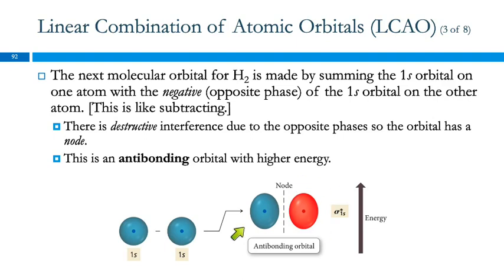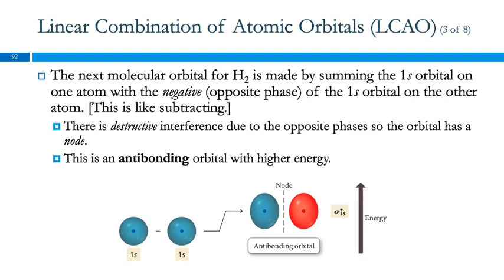They're going to form an orbital that's shaped like this. It's going to have a positive lobe and a negative lobe, and there's going to be a big node in the middle where there's zero possibility of finding the electron. This orbital is going to be higher in energy than the original orbitals, which does not promote bonding. In order for bonding to occur, the electrons in those orbitals need to have lower energy than they did as individual atoms. So we call this an anti-bonding orbital.